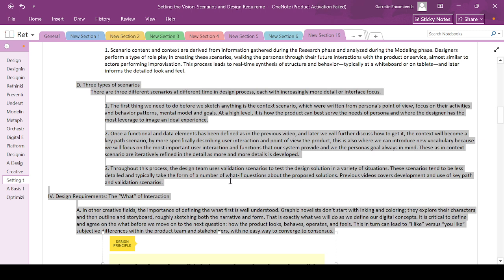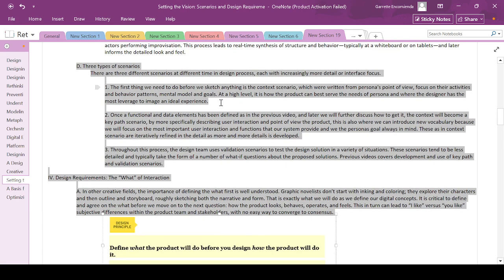So how do we actually create this? We will divide that into 3 different scenarios, starting from simple to increasingly complex and more detailed. The first thing we need to do before we sketch anything is the context scenario. Later we will dig into the detail, and we will provide examples of the context scenario, which is written from the persona's point of view. So this is actually how we improvise that.